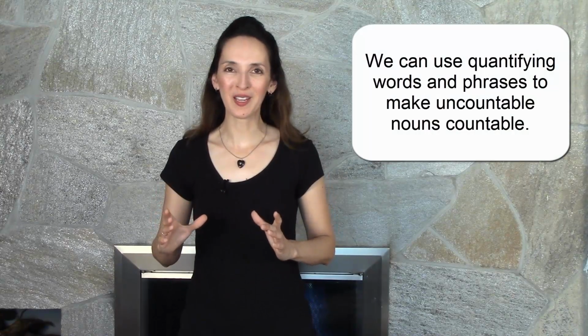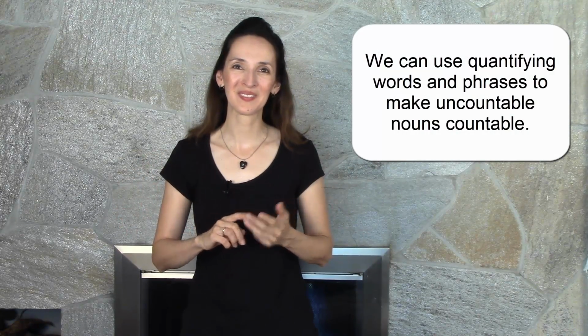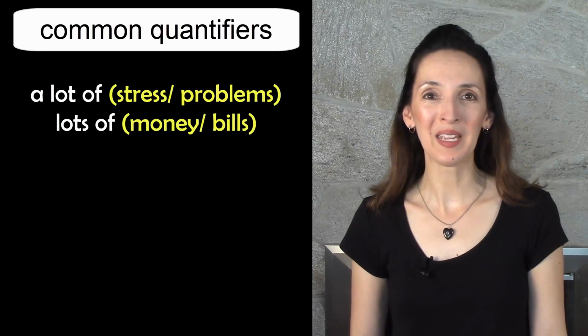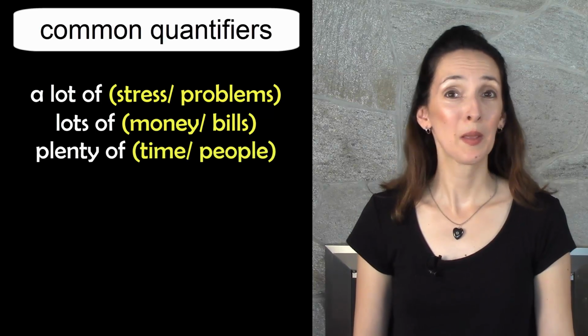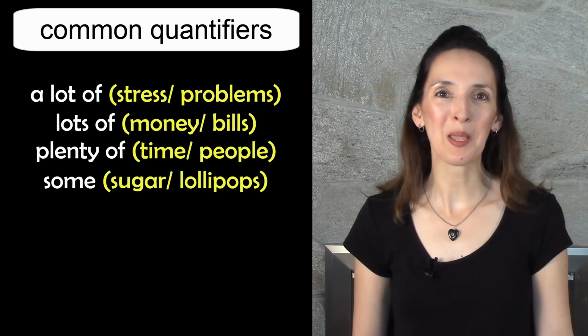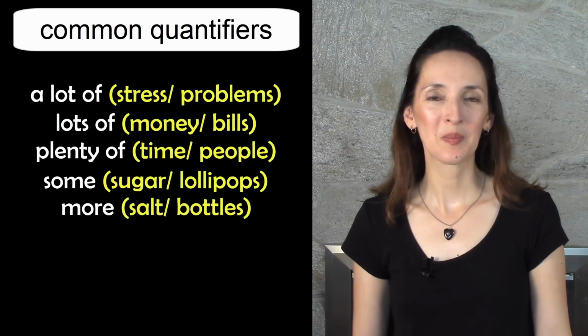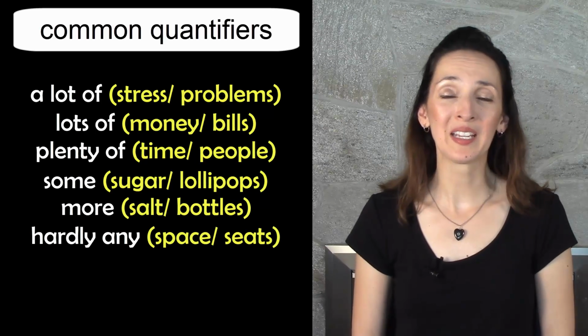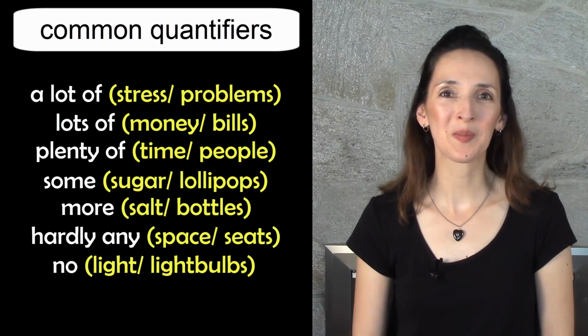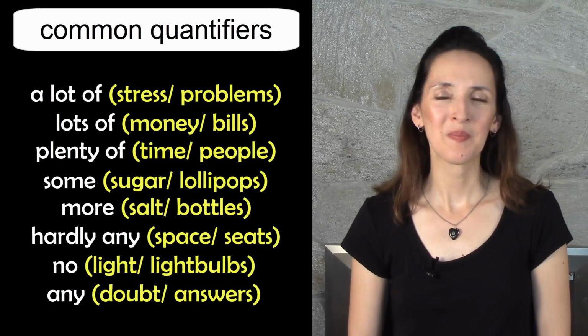We can use quantifying phrases to make uncountable nouns countable. There are some quantifiers that you can use with countable and uncountable nouns. Here are some you likely know, but it's good to review them. A lot of stress, a lot of problems. Lots of money, lots of bills. Plenty of time, plenty of people. Some sugar, some lollipops. More salt, more bottles. Hardly any space, hardly any seats. No light, no light bulbs. Any doubt, any answers.